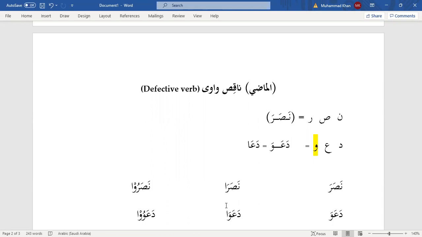I hope you can hear me. Before waw there was a fatha, so it was changed into alif. Yes, this is the same waw rule. Waw is mutaharrik, excellent. Waw is mutaharrik, and before waw there is fatha, so it changes into alif.